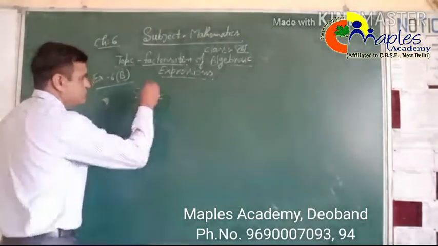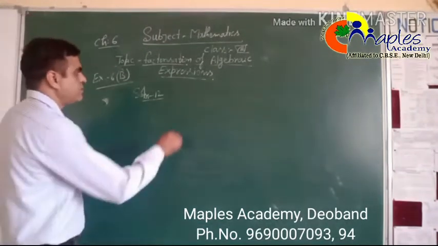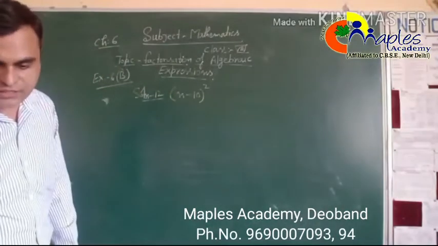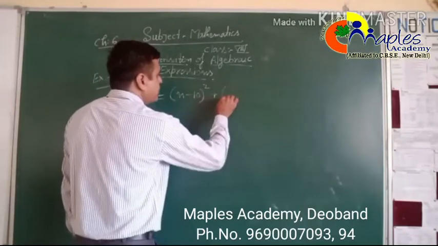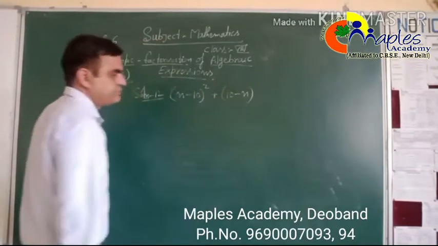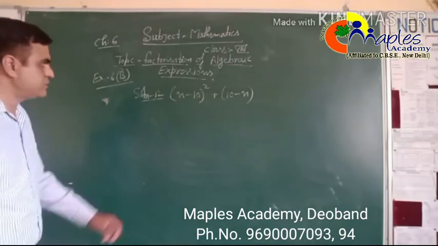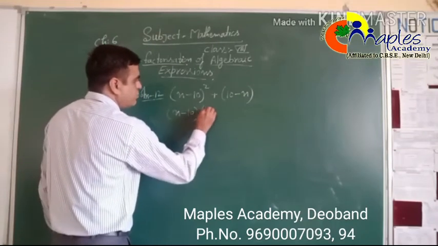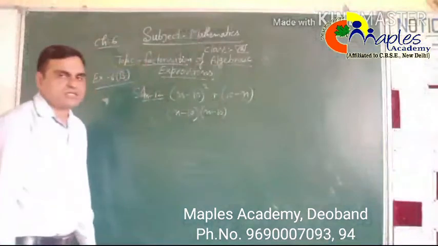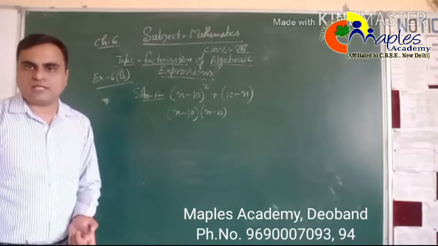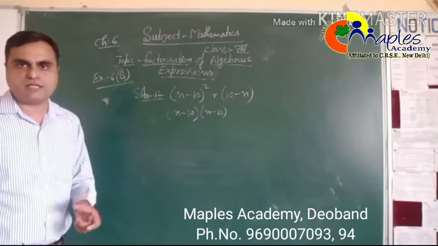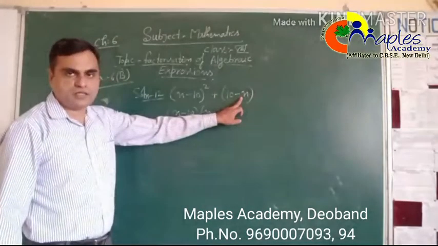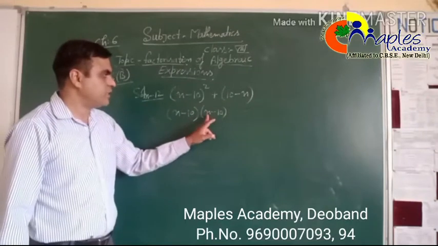Question 12 from your book, exercise 6b. n minus 10 raised to the power 2 plus 10 minus n. How can we solve this? First, write n minus 10 whole square as n minus 10 into n minus 10. What can we write x square as? We can write x square as x multiplied by x. Here is the sign of minus, here the term is 10 minus n and here the term is n minus 10.